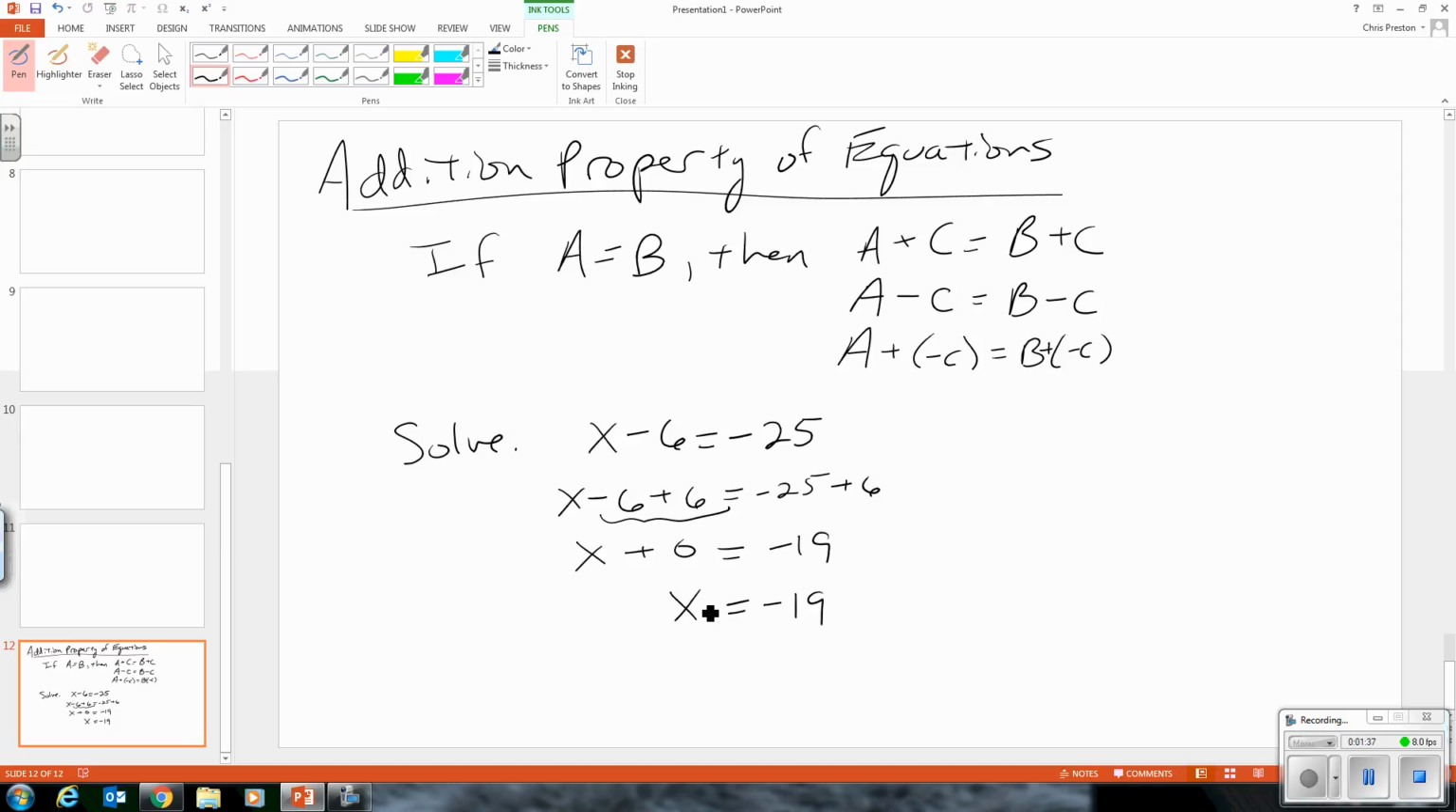I'm trying to figure out what my letter is, so I'm trying to get it by itself. So I'm trying to get rid of the number that is on the same side of the equal sign with it. And then I could check if I wanted to. Let's check this. Negative 19 in place of x: x minus 6 equals negative 25. Is that true? Well, negative 19 and negative 6 make a total of negative 25. So yeah, that is true. So this is my answer, negative 19. It is the number that solves the problem.